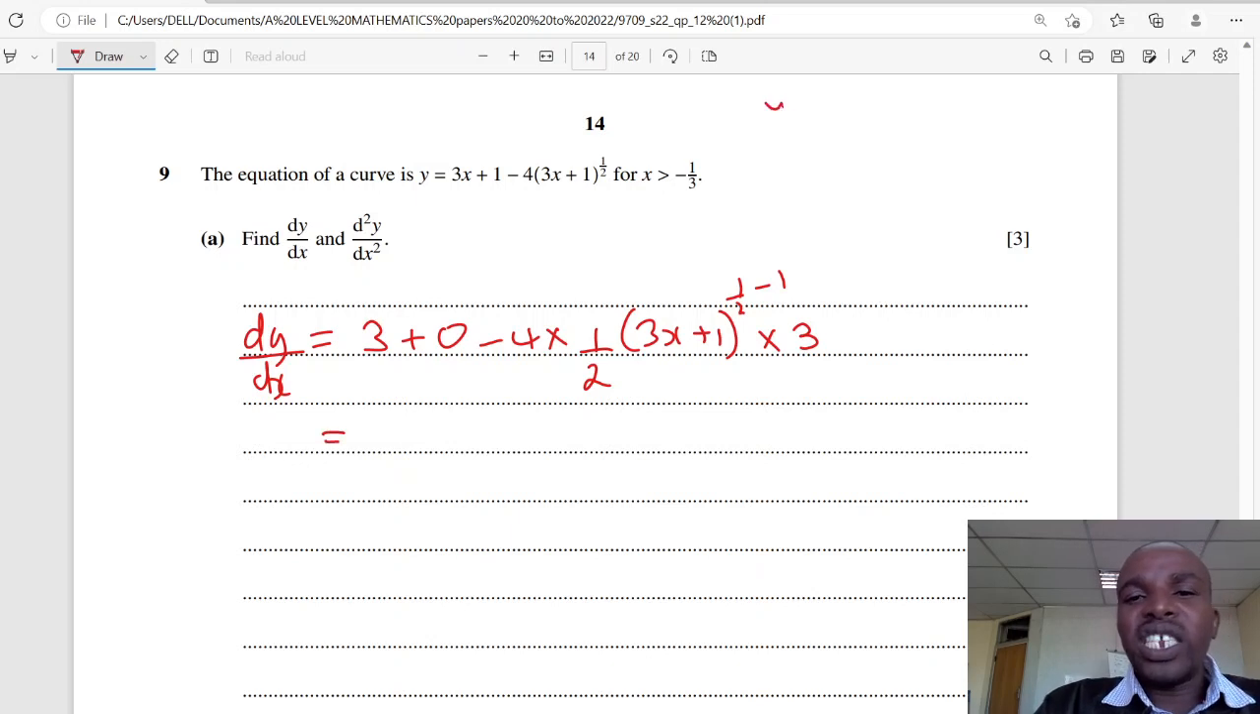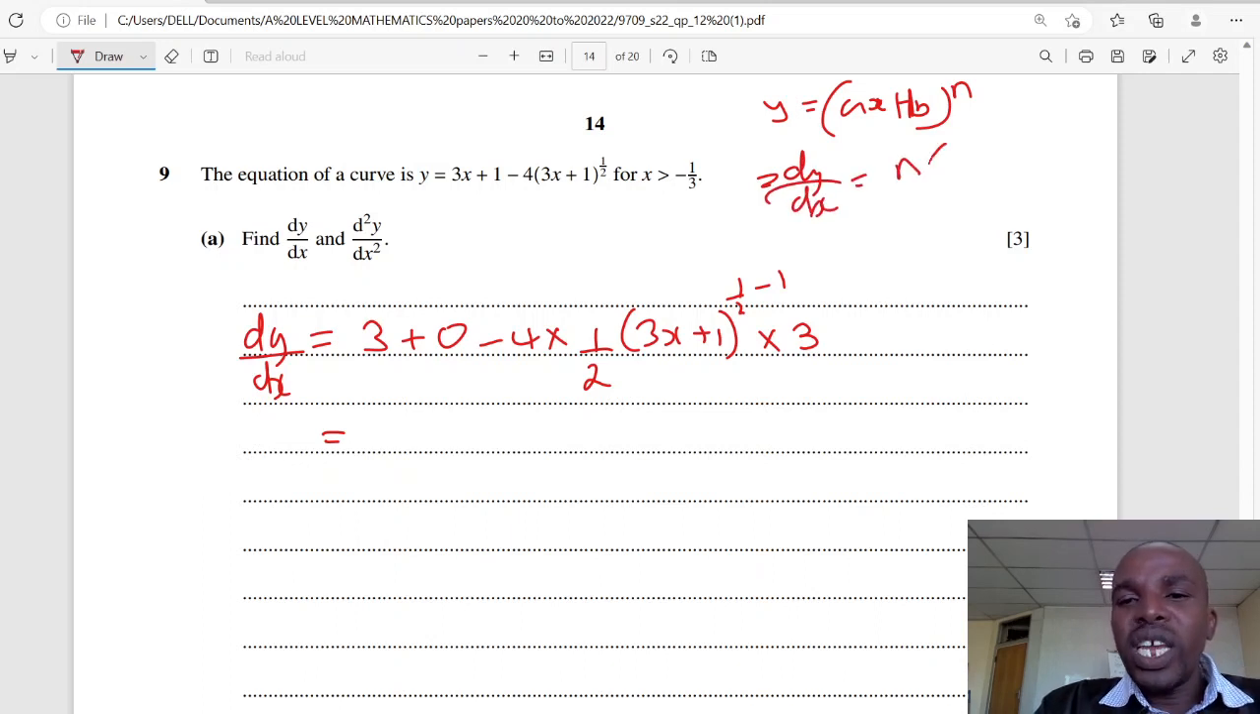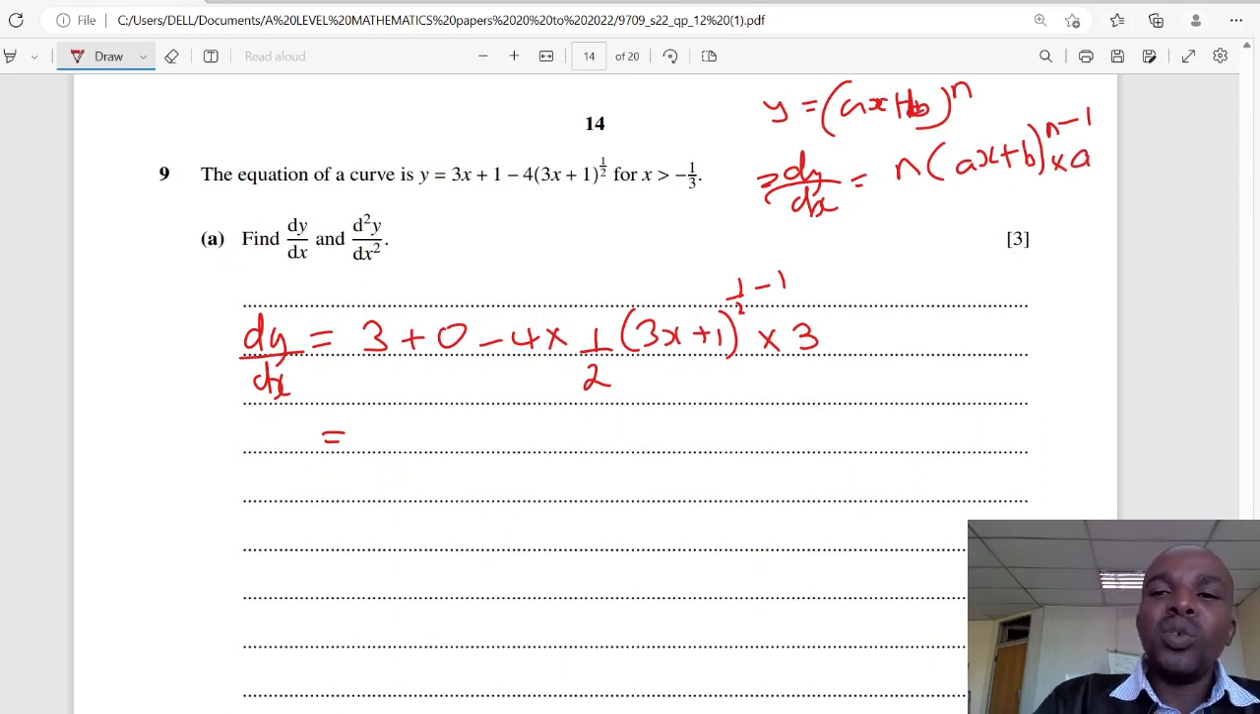So differentiation of y equals ax plus b to the power n. Please take note of that. That's the one that I've used. Ax plus b to the power n: you say dy over dx equals, you bring down n, then ax plus b to the power n minus 1. Then you multiply by the derivative of what is inside the brackets, which is a in this case. That is ax plus b. Differentiate that part, you get a.